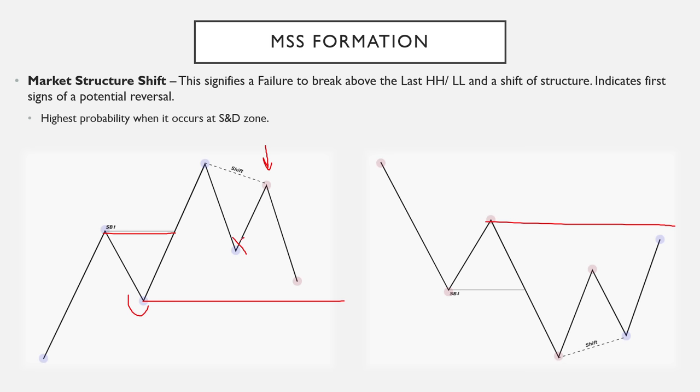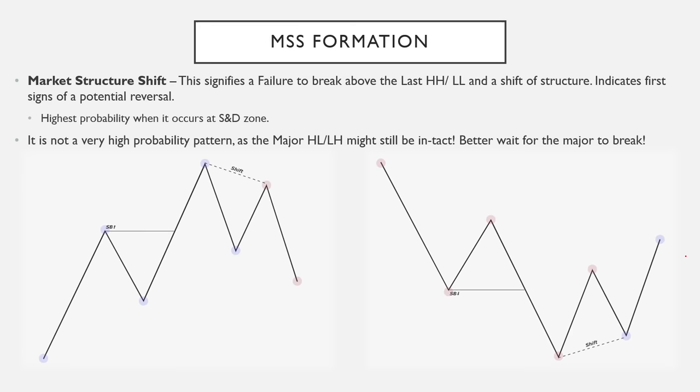Okay, this is not structure yet. A structure is formed if it breaks the high. Okay, so MSS, market structure shift, shows us that there is a potential sign of reversal. If this occurs in a high probability supply and demand zone on the left, then you could know that potentially the market can reverse. However, it's not very high probability, right? Because as I told you, the major higher low and lower high are still intact. And this is what usually happens.